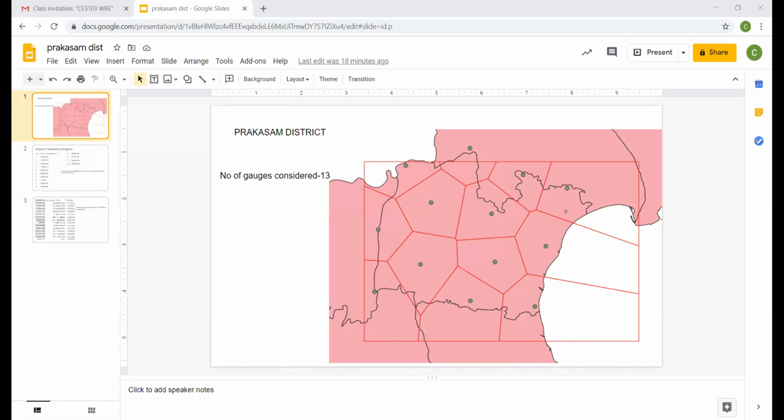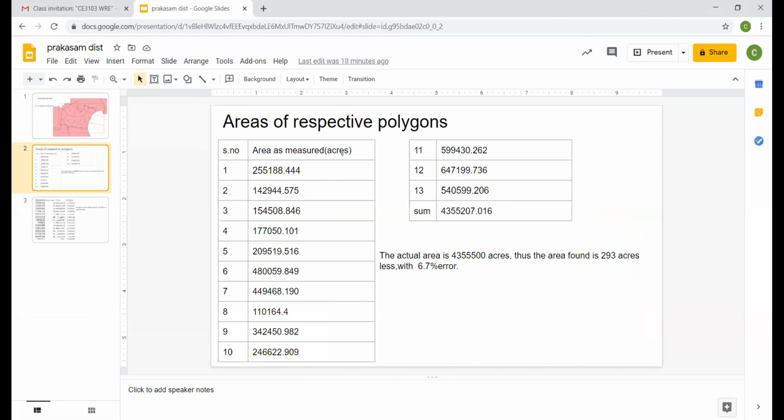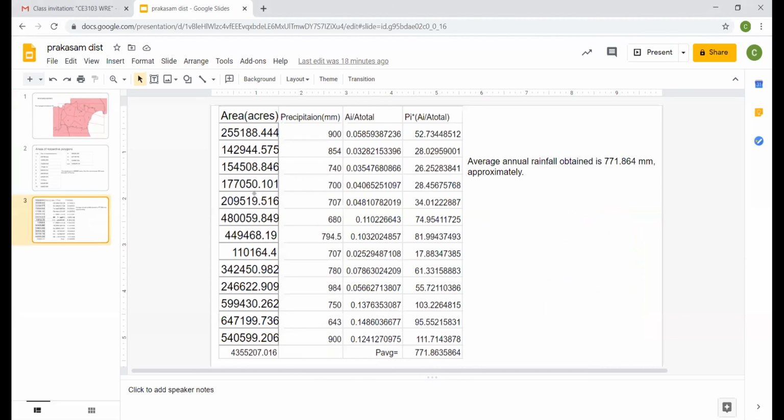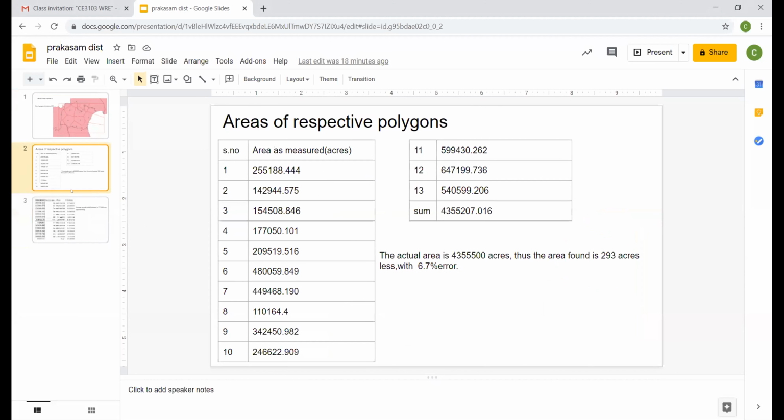Prakasham, keep going. 13 points, and these are the areas. I've taken them in acres. The difference is 293, which is like 6.7%. No, 293 out of 4355500 is not 6.7. How did you calculate your error? You have made a mistake. It's such a small number. Okay, that's 0.6. Just by looking at the number, you should know when you write it, you should think about it.